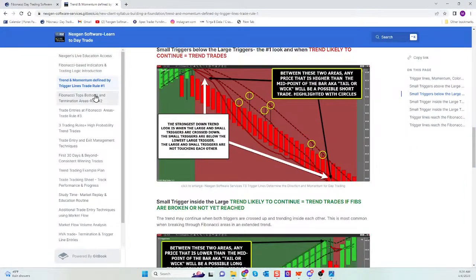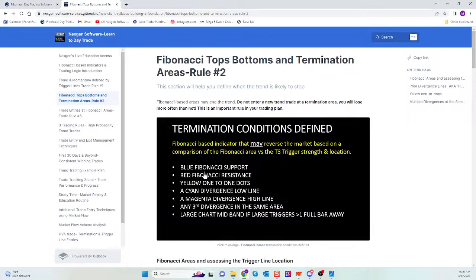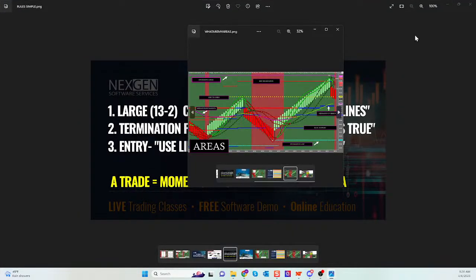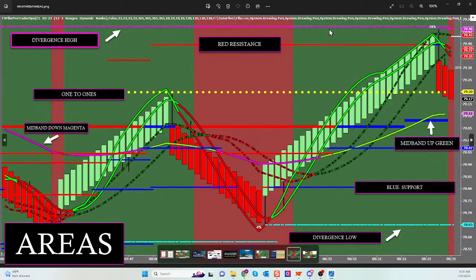Once we have odds favorable momentum, it's important that we're not trading into an area that may reverse the market. We call these termination conditions. And once again, we're going to use those T3 trigger lines to perform a comparison between the areas and the triggers. And the areas that we are looking at on the 13.2 chart for potential termination conditions are divergence highs and divergence lows. This magenta line up top, you'll see cyan lines down below.